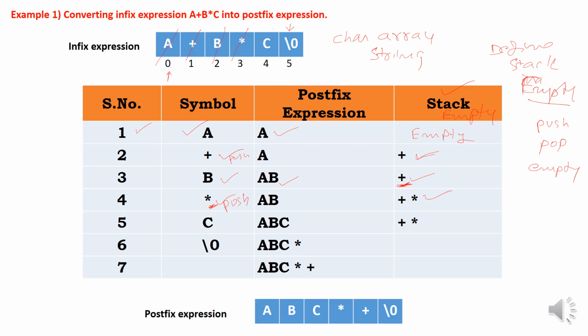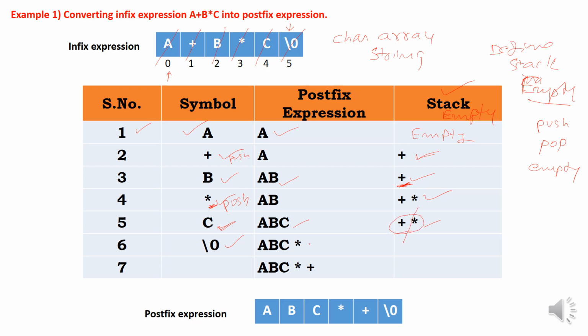Then read the next character, C. Is it an operand or operator? It is an operand. So add it to the postfix expression. The stack contains two operators. Then read the next character, backslash 0. Backslash 0 indicates the end of the string. Our infix string is over. Once the infix string is over, pop characters from the stack. There are two characters in the stack.